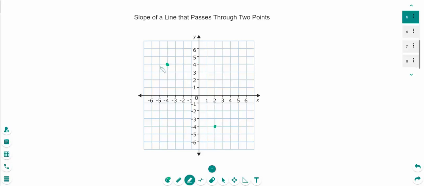Let's label them. This point, on the x, is -4, and then on the y, it's +4. And then this point down here is a 2 on the x, and then a -4 on the y. So there we go. And then let's say we've got a line that runs through these. Something like that. Okay? And now, let's say I want to find the slope for this.